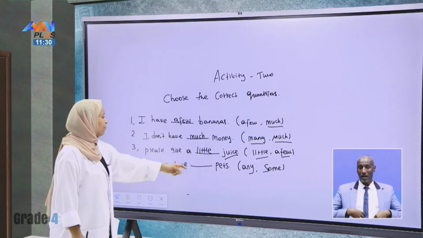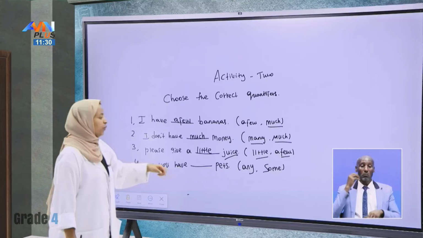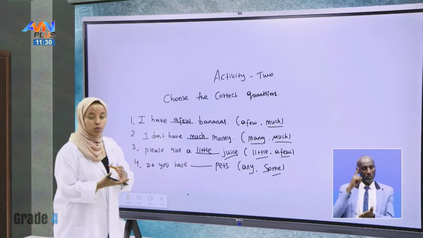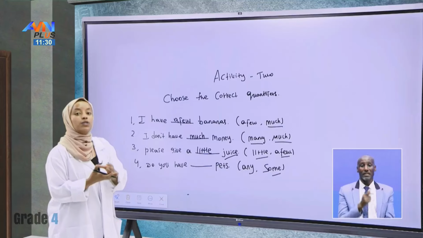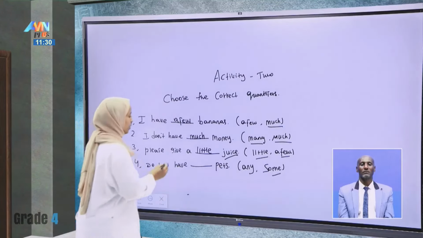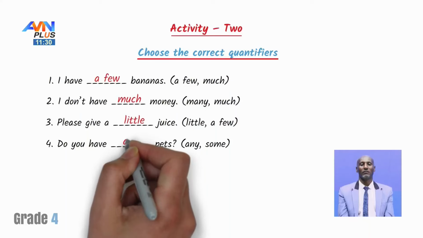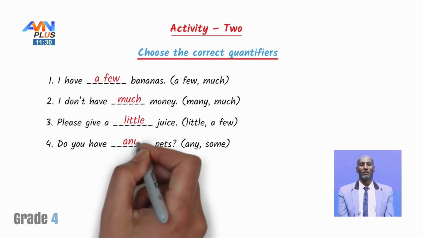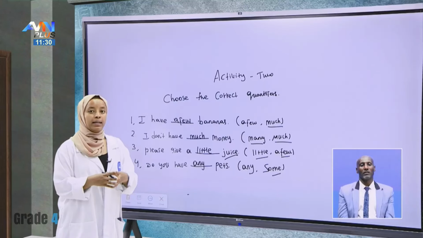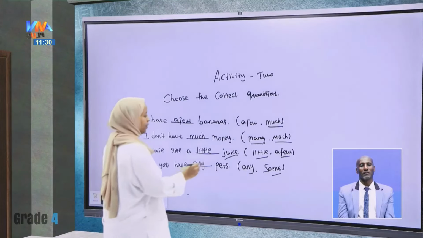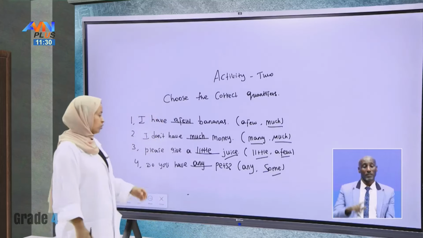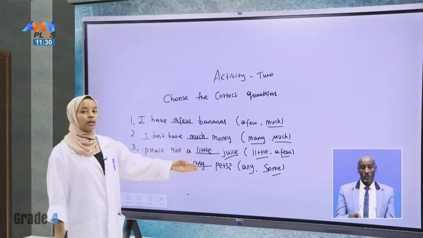And 4, do you have blank pets? We can't use some for a question. We can use mostly any to ask a question and to make a negative statement. So here is any. Do you have any pets? Here is a question mark, because it's a question.